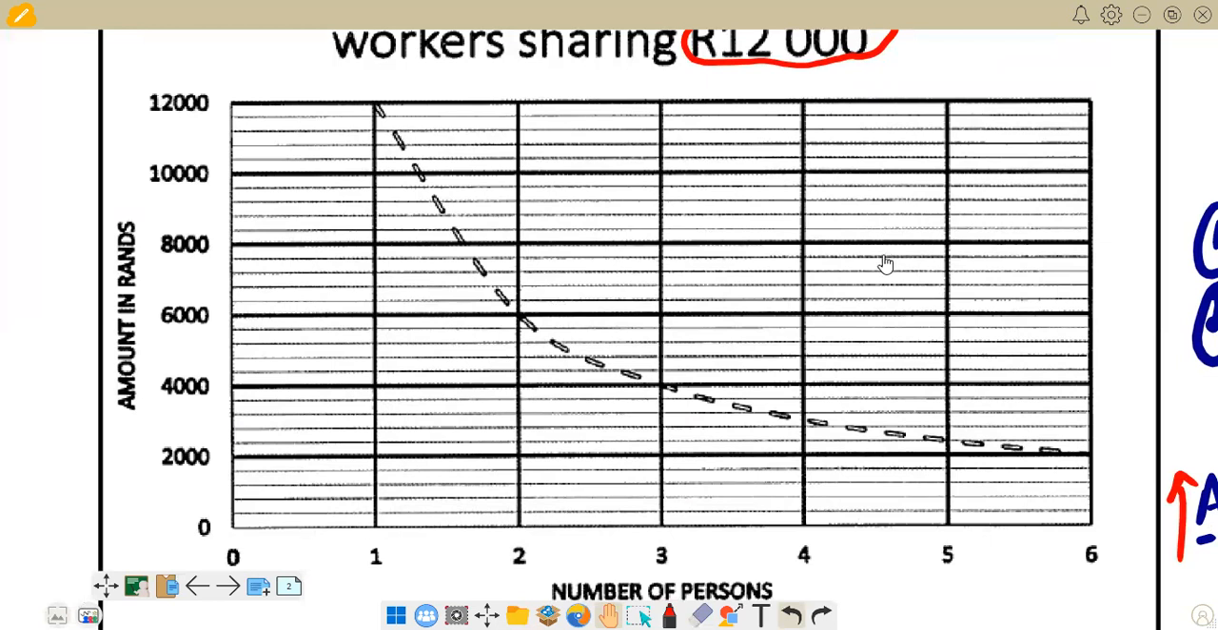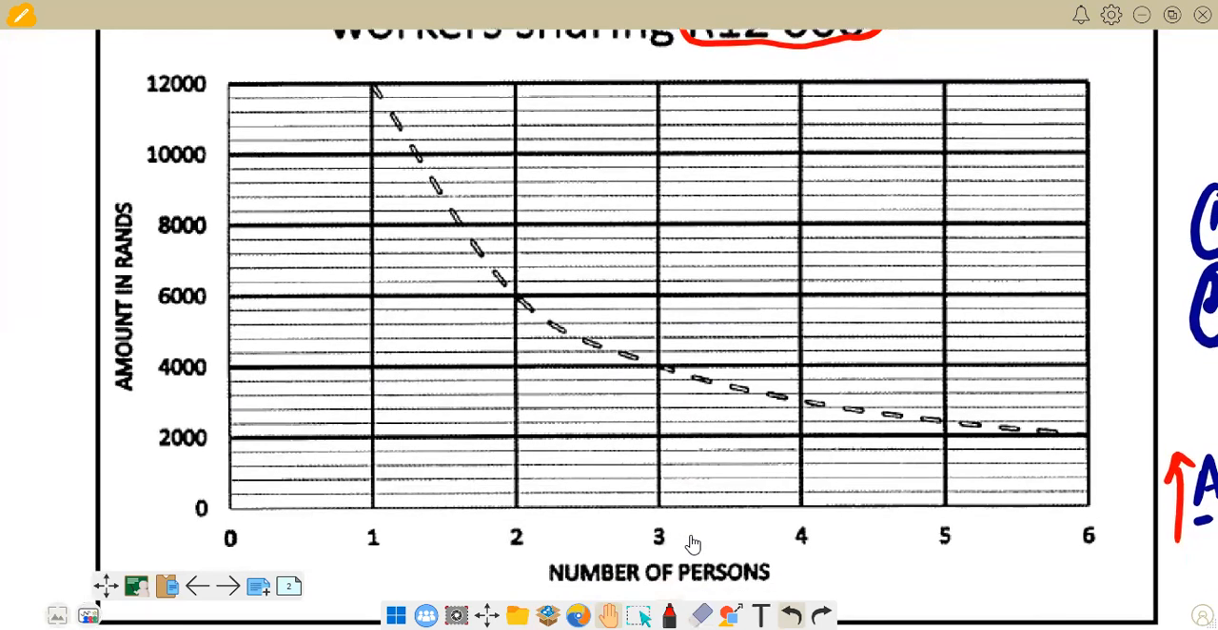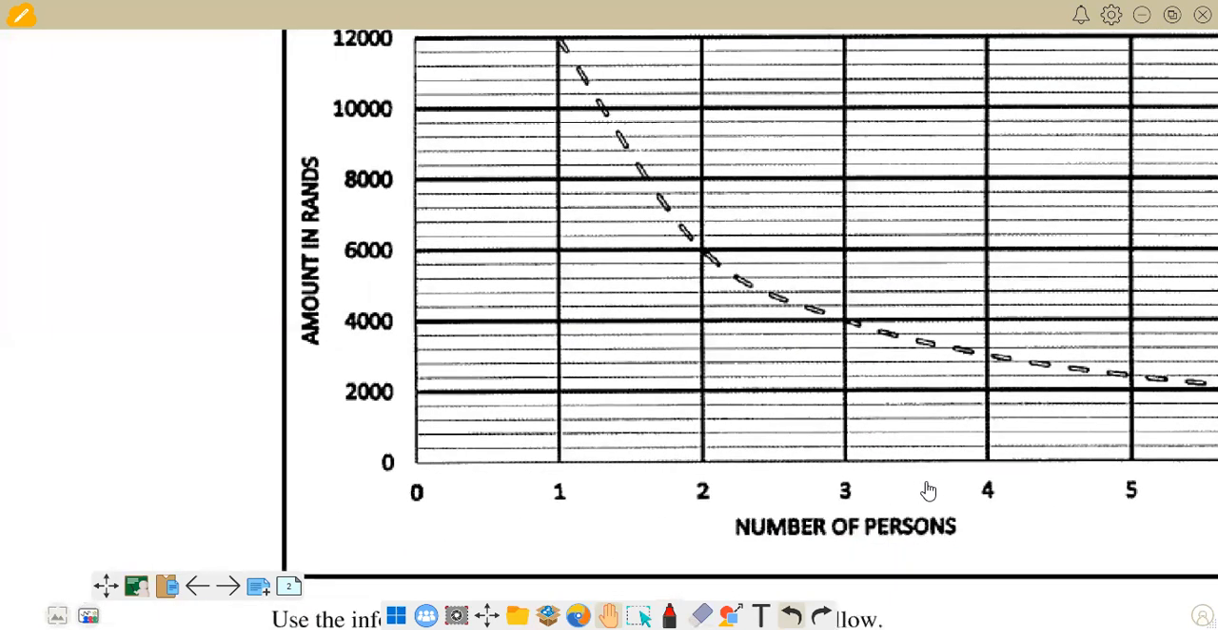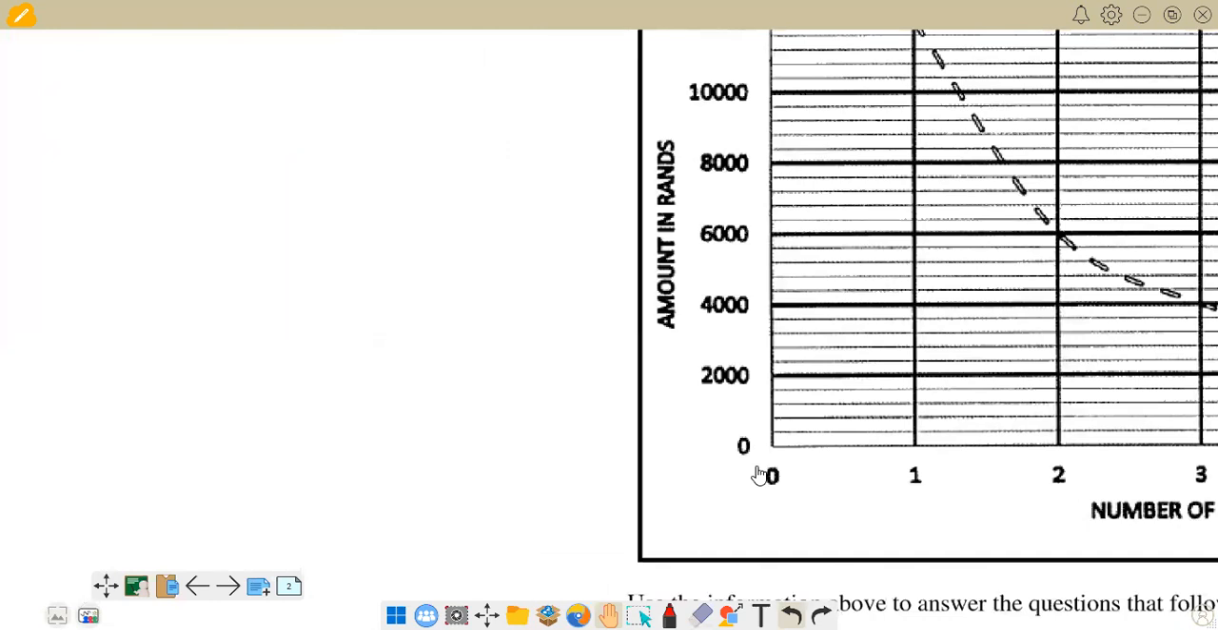If we go to 4, we do the same thing. We go to 5, we do the same thing. So that's basically what we have. That's where, from that angle, we can deduce the formula. So basically, to get the amount received, this is the amount received on the vertical axis, we are saying 12,000 divided by the number of persons.